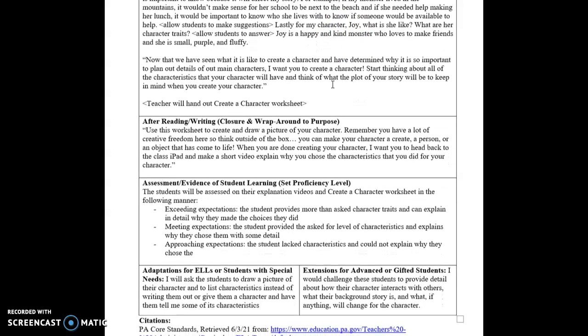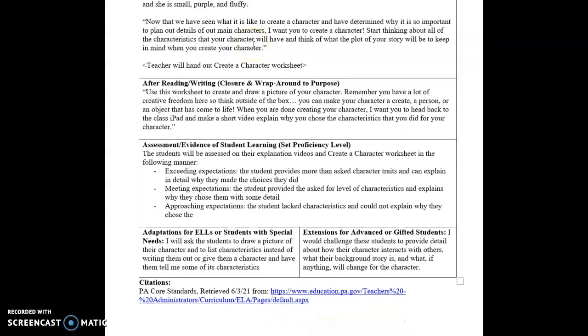And then I'd finish up describing my monster as a happy and kind monster who loves to make friends. That's more of her personality. And then she is small, purple, and fluffy. That's more of her outward appearance.